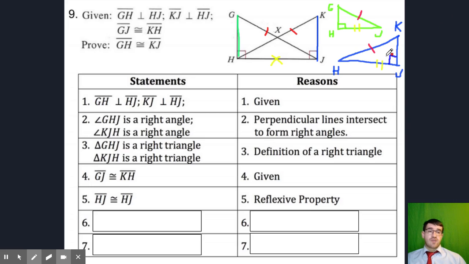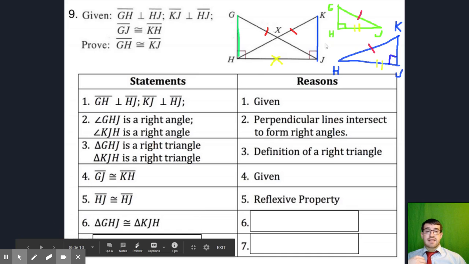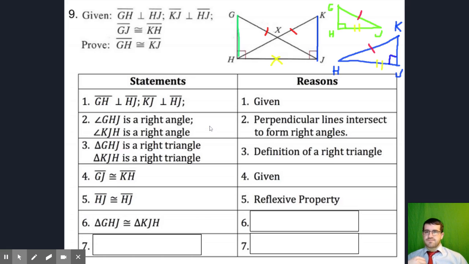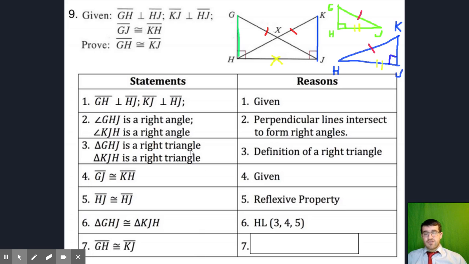Now we have our right triangles, we have our corresponding leg congruent, and we have our hypotenuse congruent, meaning that we can state that triangle GHJ is congruent to triangle KJH by hypotenuse leg in statements 3, 4, and 5. But that's not quite what we're trying to prove. We are trying to prove that GH is congruent to segment KJ. And because we've proven triangle congruence, we have also proven that corresponding parts of triangles are congruent. Therefore, GH is congruent to KJ by CPCTC.